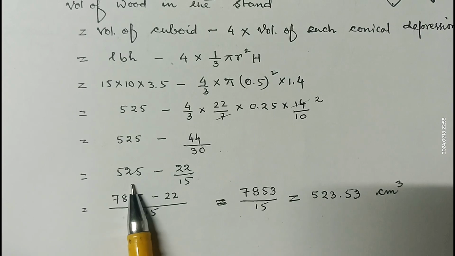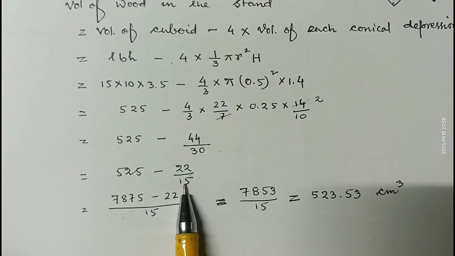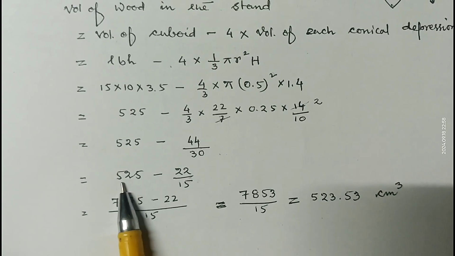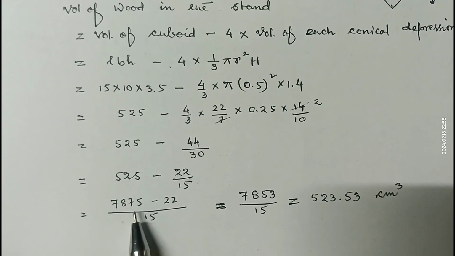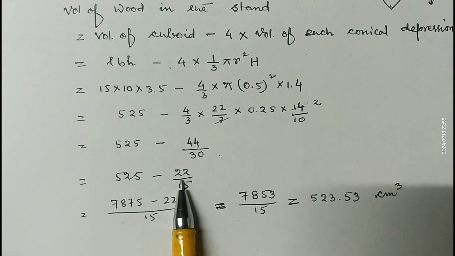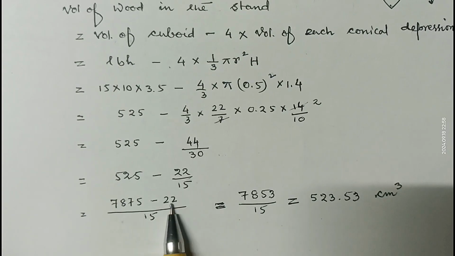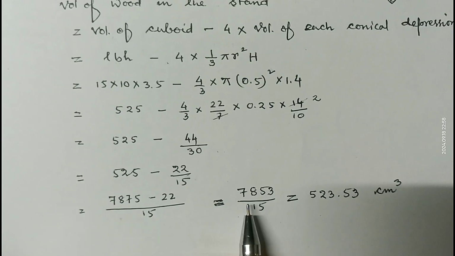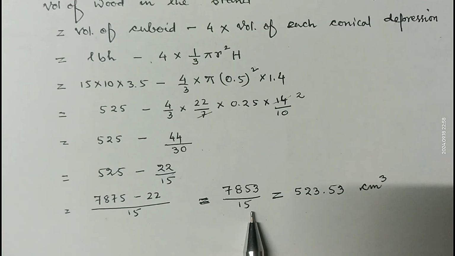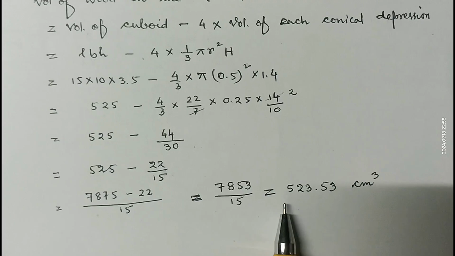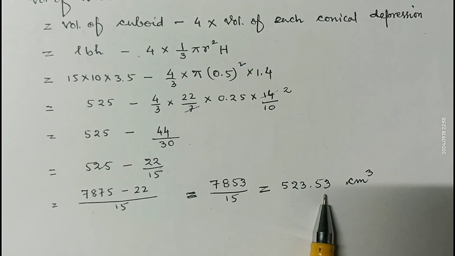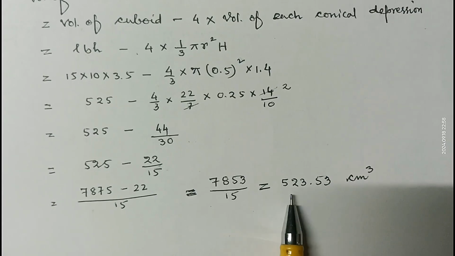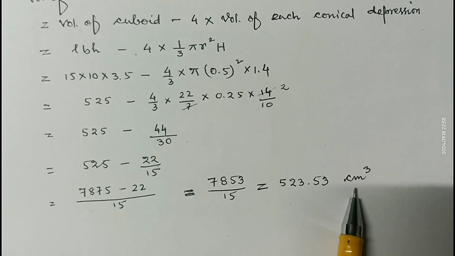Now here 525 by 1. So if I take the LCM of 1 and 15, it will be 15. 15 divided by 1 is 15. 15 into 525 will give 7875 minus 15 divided by 15 is 1, 1 into 22, 22. If we subtract 22 from 7875, it will give 7853 by 15. If I divide 7853 by 15, it will give 523.53 centimeter cube. Therefore, volume of wood in the stand is 523.53 centimeter cube.